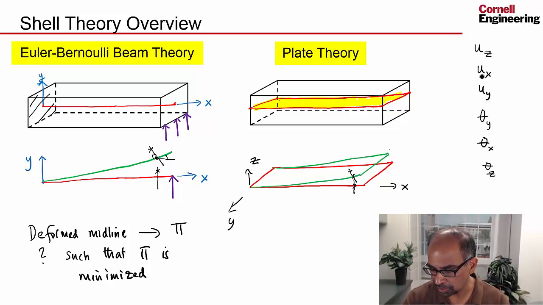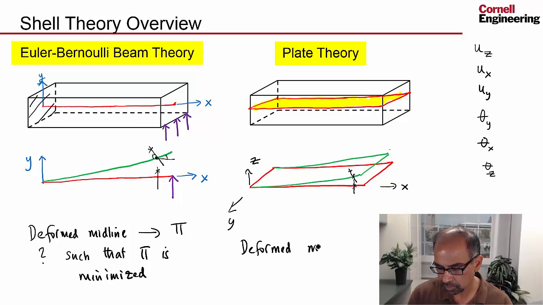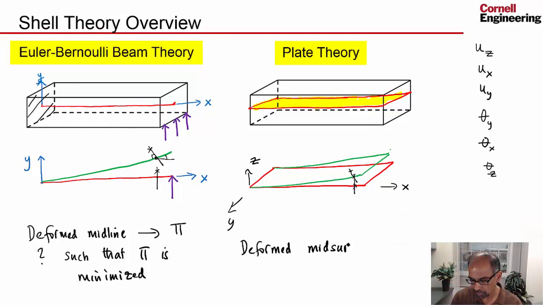That means if I know the displacement and the rotations at the mid surface, I can back calculate how every point within the beam moves. So if I know the deformed mid surface, I can figure out what the potential energy of the structure is. I would need to know the thickness.